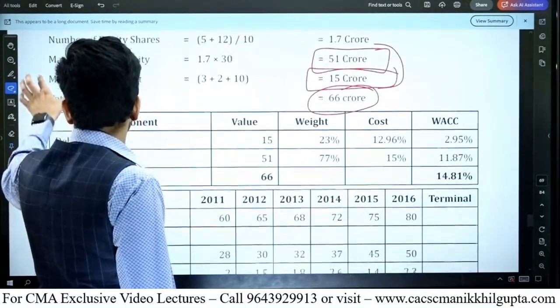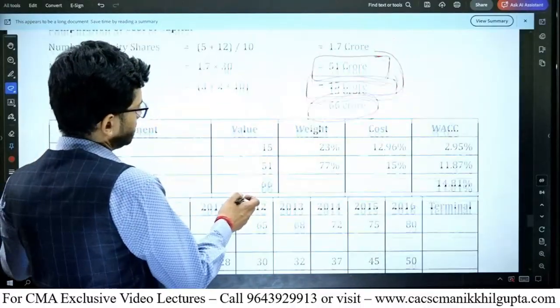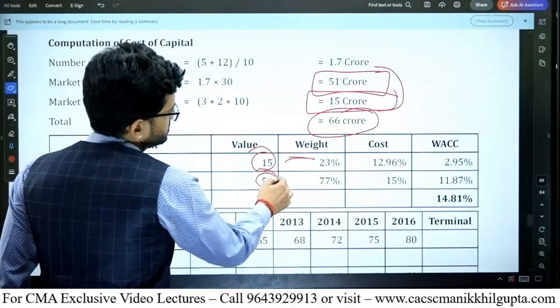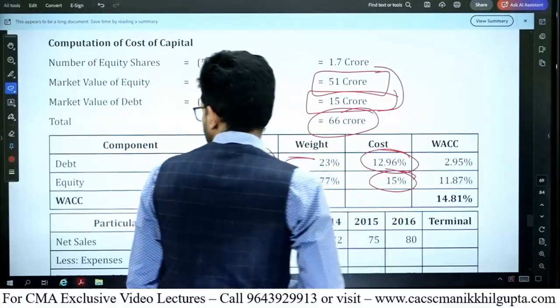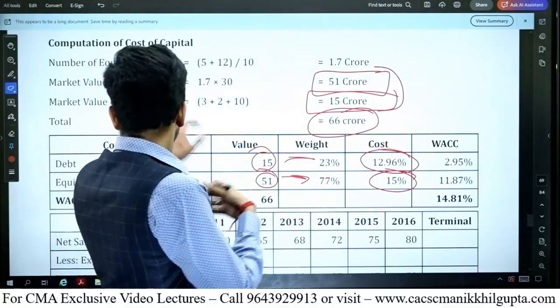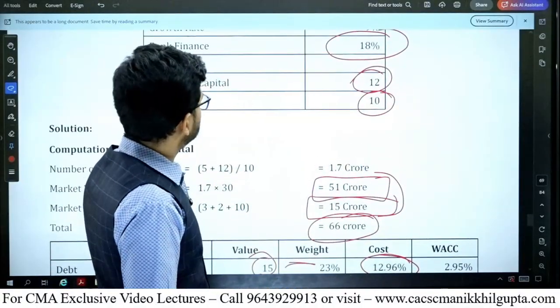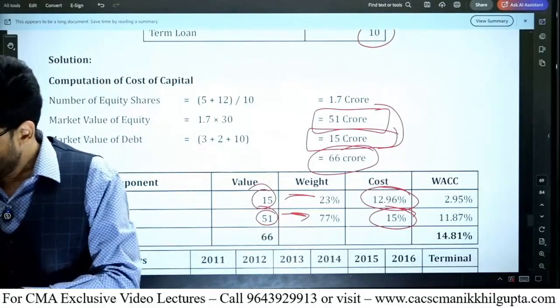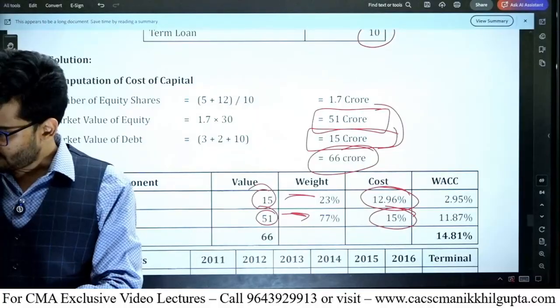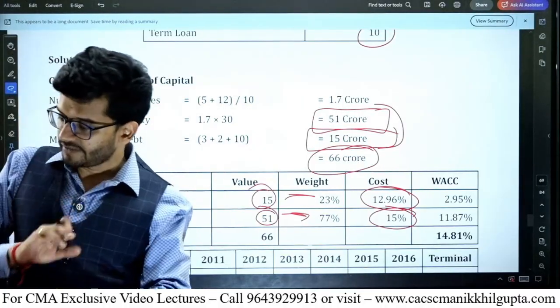And the debt to equity is in the ratio 15 to 51. So these are the weights and these are the costs: 12.96% and cost of equity is 15%. Cost of debt is already given as 18%. We are going to reduce tax from this cost of debt to get the value of the cost of debt post tax.